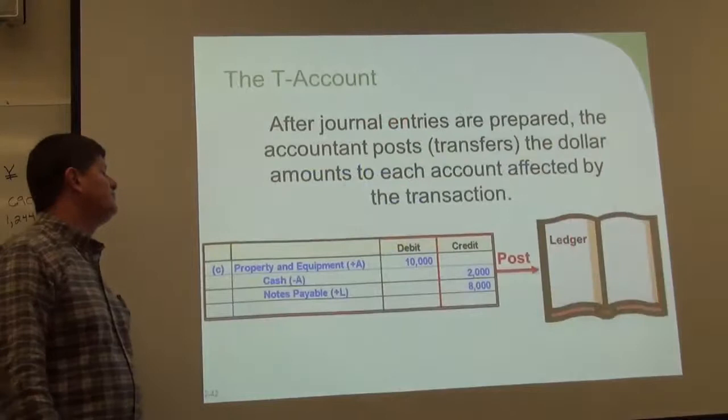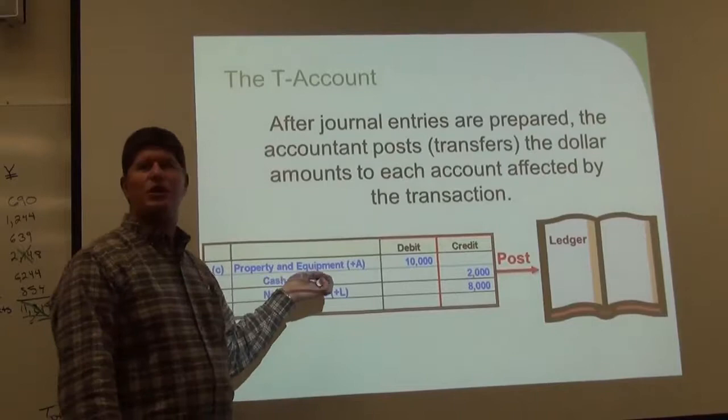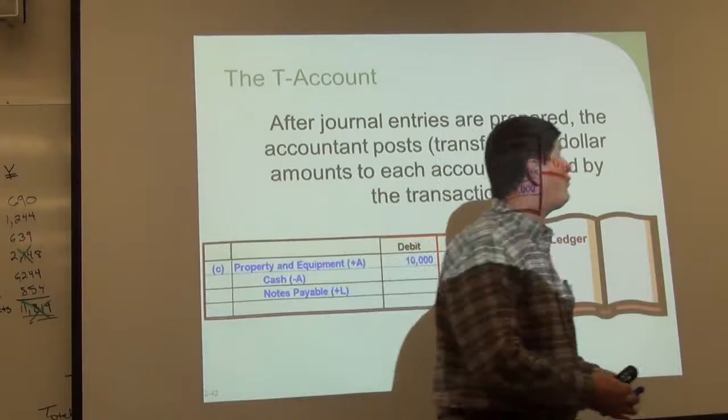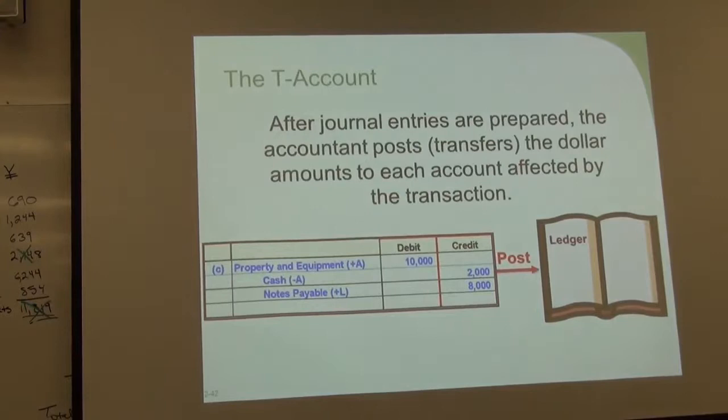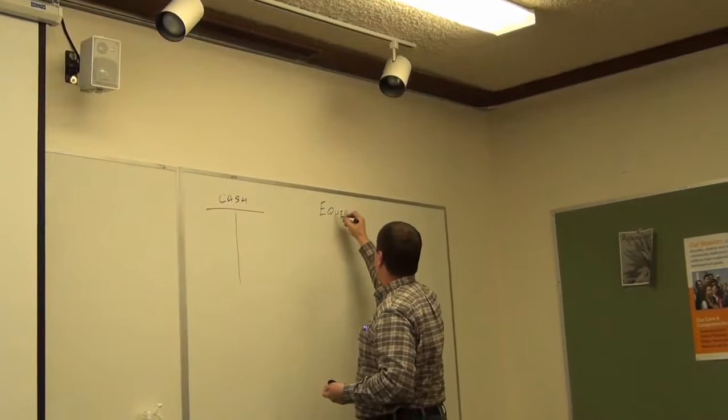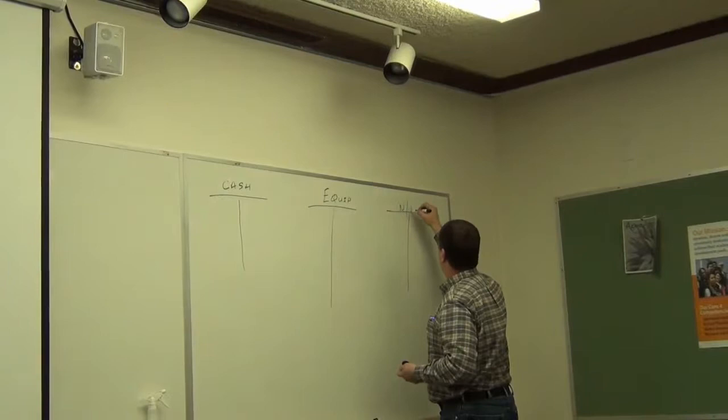Okay. So this is the general journal. And then you take this and you post it to the general ledger. So for fun, let's post that to the general ledger. I just need to create one, right? This is going from the general journal, which is chronological, into the ledger, which is account-driven, category-driven. Okay? So, what accounts am I going to need? I'm going to need cash. I'm going to need equipment. I'm going to need note payable.